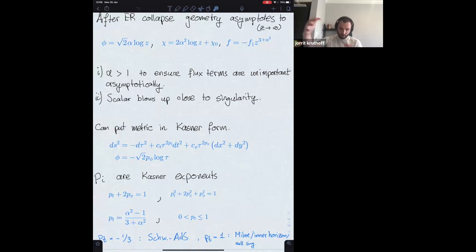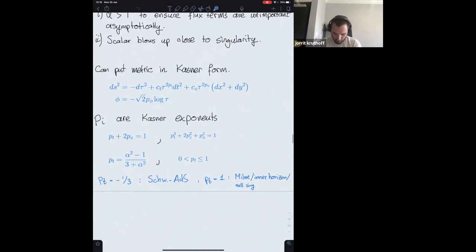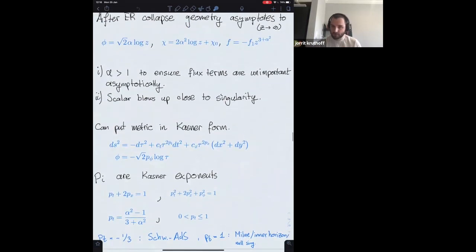So we saw that there's a collapse of the Einstein-Rosen bridge, and that collapse is followed by an asymptotic approach to a geometry with a particular Kasner form. Now, are there any more questions about this before I move on?